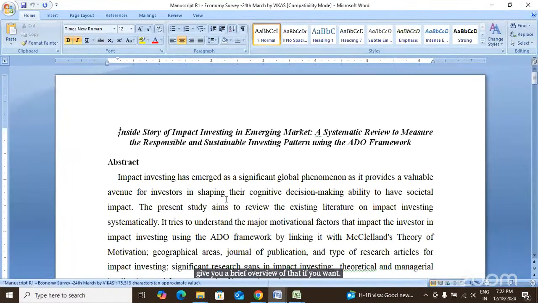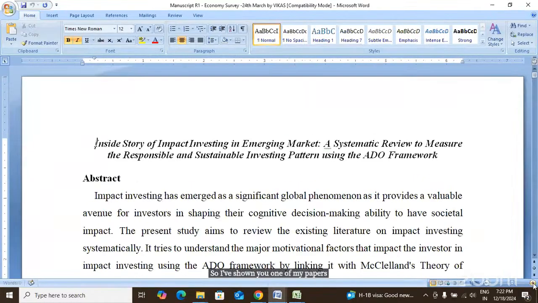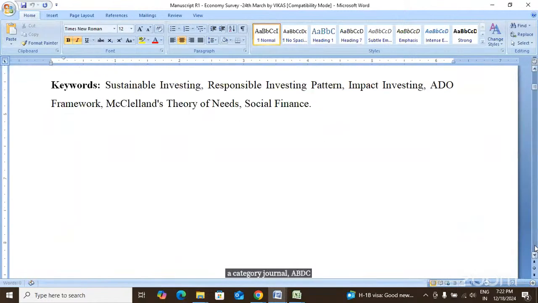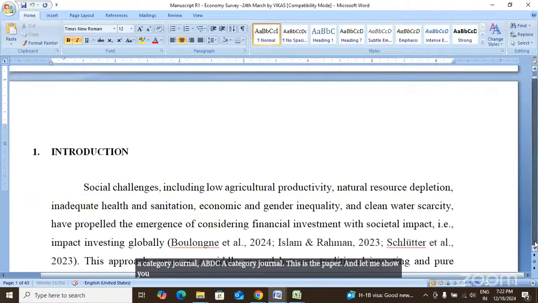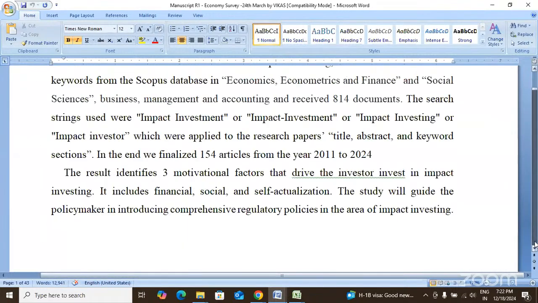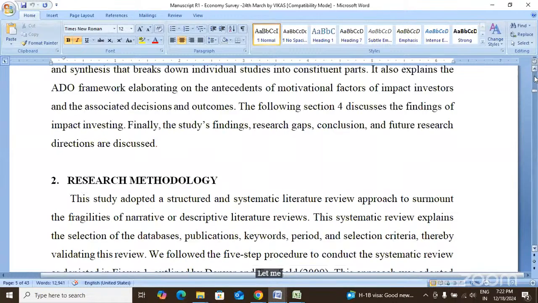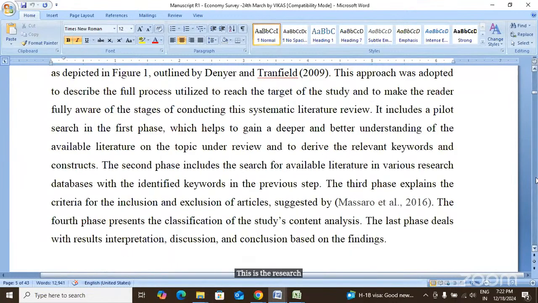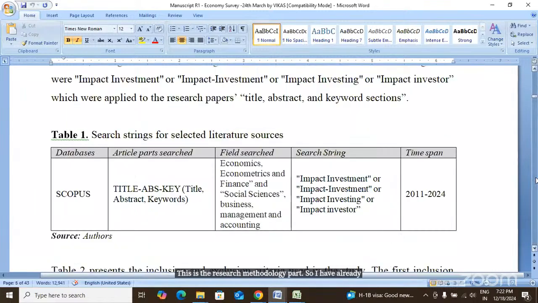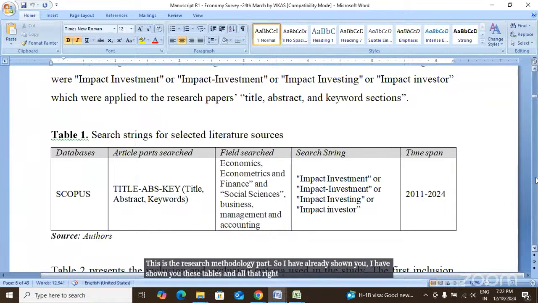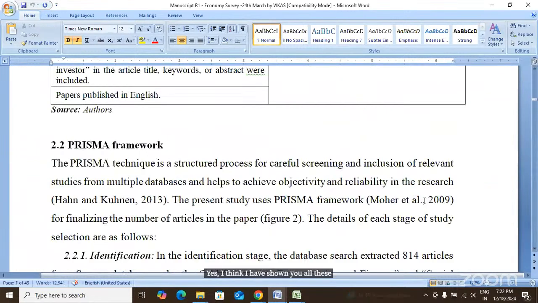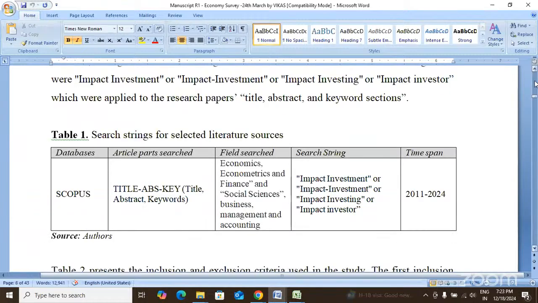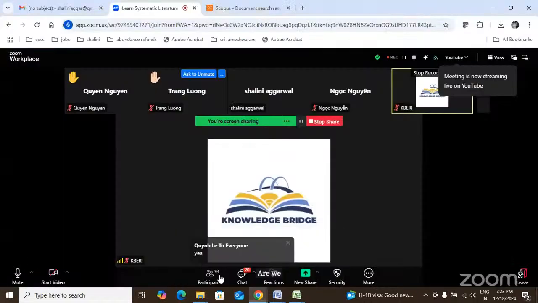I have shown you one of my papers that got published in an ABDC A category journal. This is the paper. Let me be a little fast on this. This is the research methodology part. I feel I have already shown you these tables. You remember this? What is the exclusion criteria? What is the search string? This is the table that we have to make. Are we done with it all? Please write in the chat box, have we done all this?